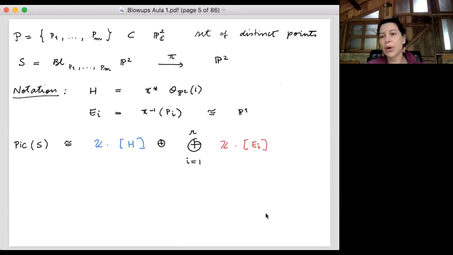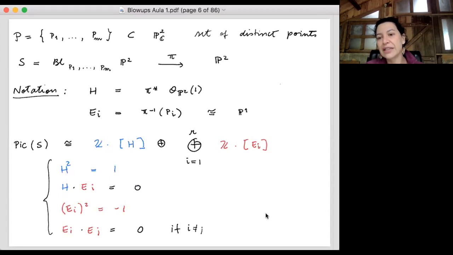And then the Picard group of the surface S is generated by the class of the pullback of the hyperplane section and the classes of the exceptional divisors. We also have the intersection pairing on the surface, which is given by these formulas. H squared is equal to 1. H intersects E_i in 0. Each exceptional divisor has self-intersection -1, and the exceptional divisors lying over different points do not intersect. So this is the usual intersection form on the blow-up.